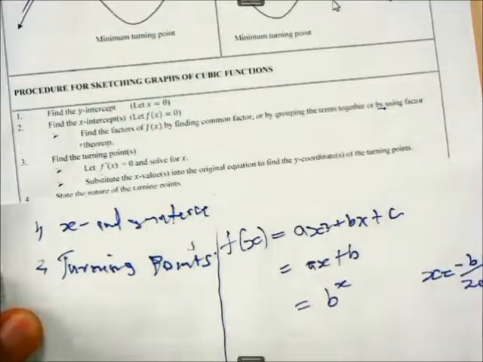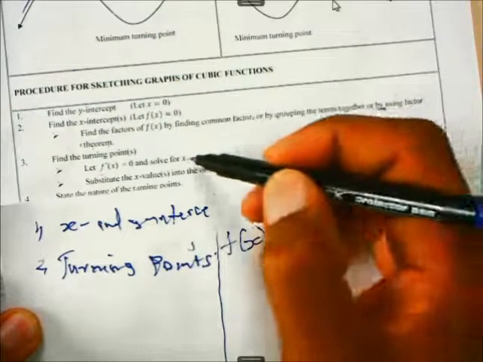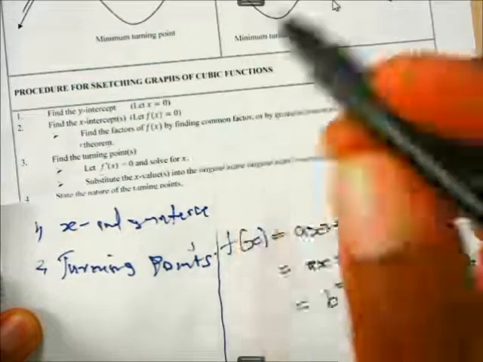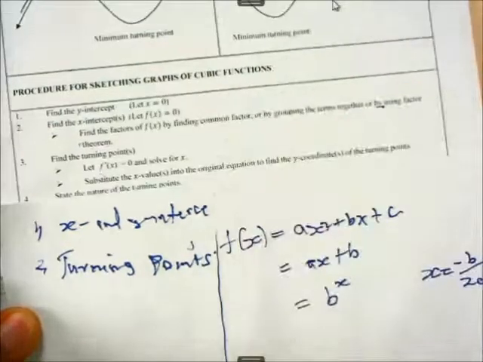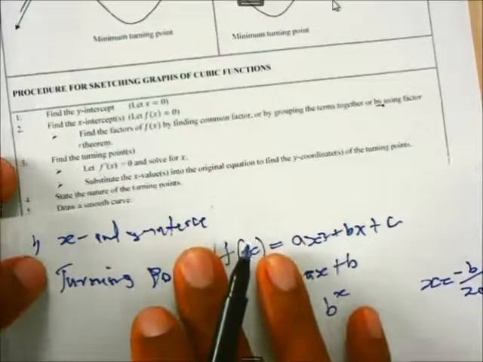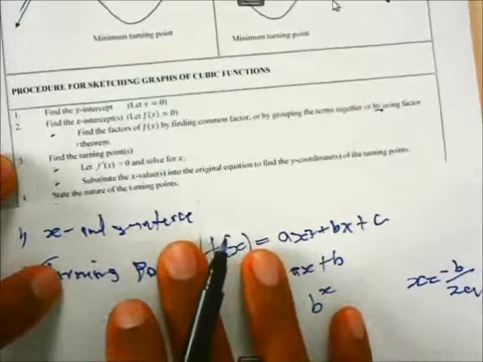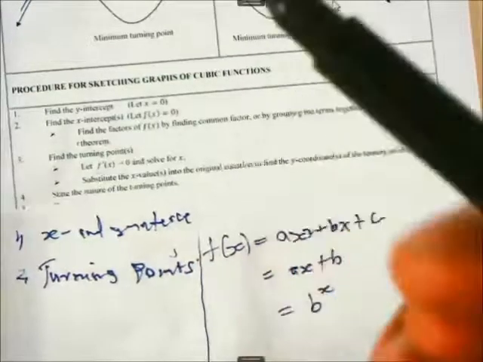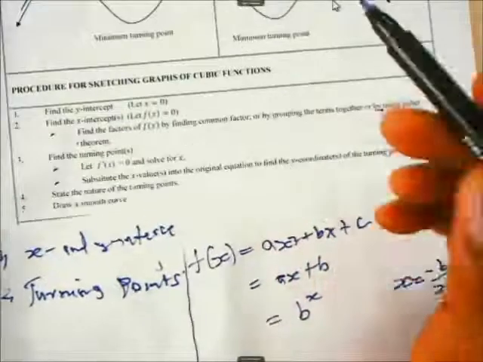Right? You do exactly the same here. After you have solved for x, you'll have the value of x, and now you take the x value and then substitute it into the original equation to get the y coordinates of the turning points, which is very, very important. Right, and then from here, you can also state the nature of the turning point. Is this the maximum turning point or is it the minimum turning point?